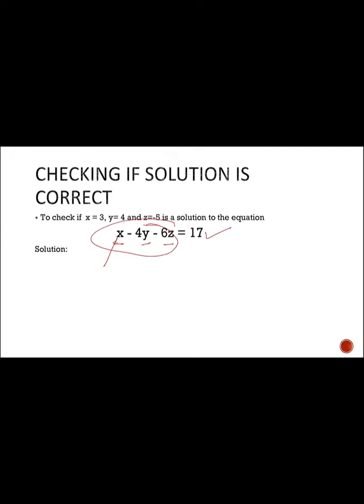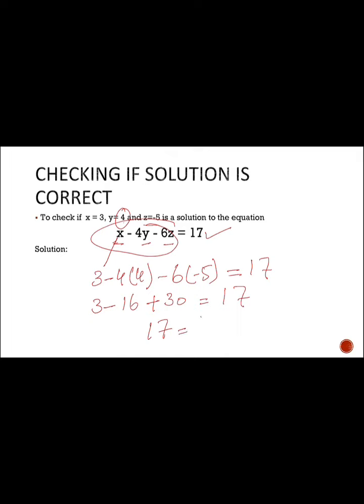x becomes 3 minus 4 into, what is the value of y? It's 4, minus 6 into minus 5. Is it equal to 17? Let's see. 3 minus 16 plus 30 equals 17. Go ahead and check it. Is it? Yes, it is. So we have 17 equals 17.